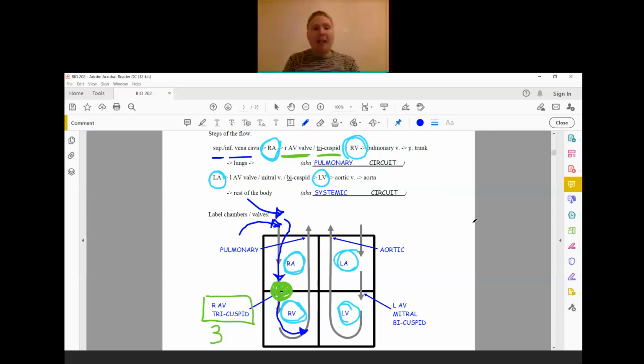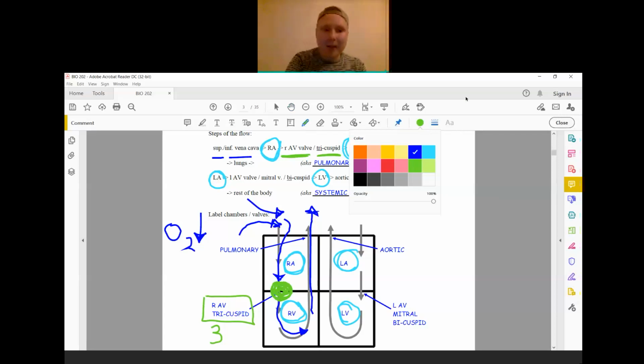You also notice that this blood is now deoxygenated, so it has very little oxygen in it. It's coming from the body. Well, we're going to send this blood to lungs. And to get to the lungs, it leaves from the right ventricle and passes through one more valve. And this valve that it passes through is going to be our pulmonary valve.